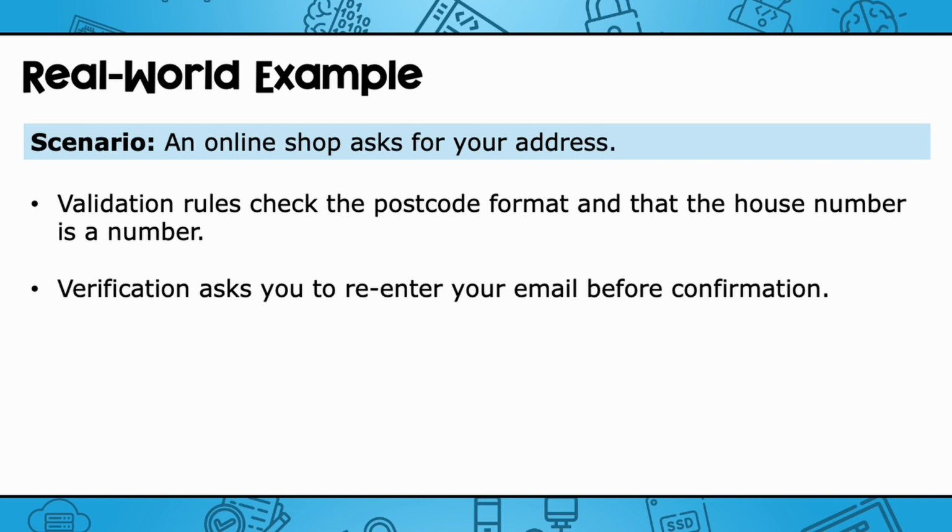So moving on, real world example. If you go online and you want to buy something and you start to create an account, and the shop asks you for your address, so the form's asking you for your address and your contact details. So validation rules is going to check that your postcode format is correct, and maybe that your house number is a number and it's not a letter. So we've got some validation techniques running there.